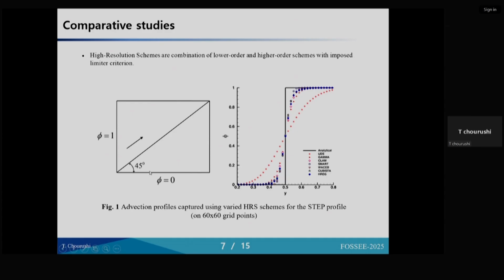It's very easy to calculate the exact solution of this. This will be an exact perpendicular line. So this is how the exact analytical solution looks.